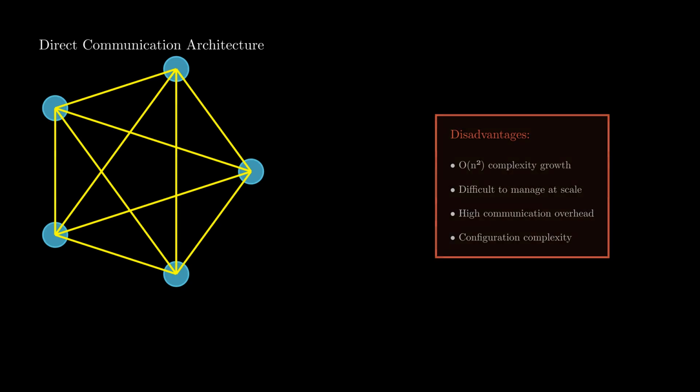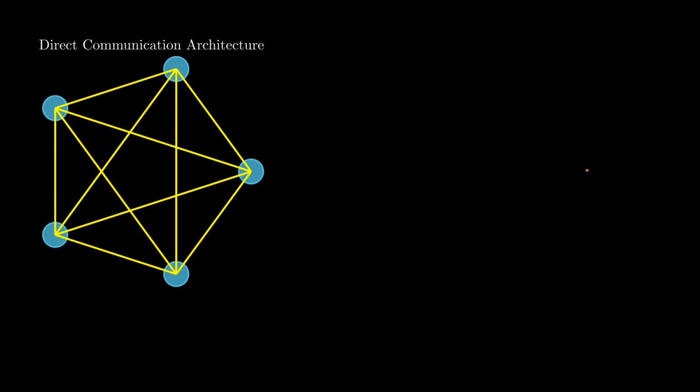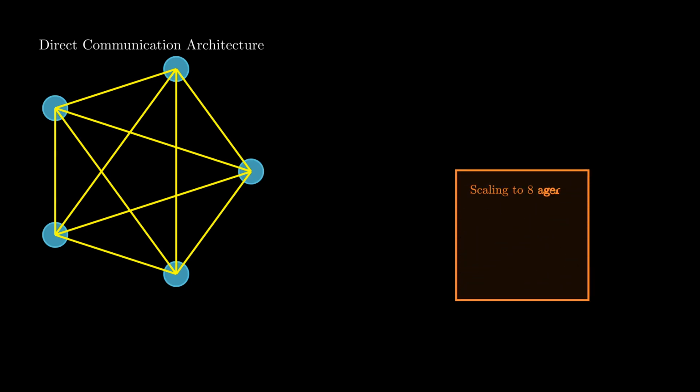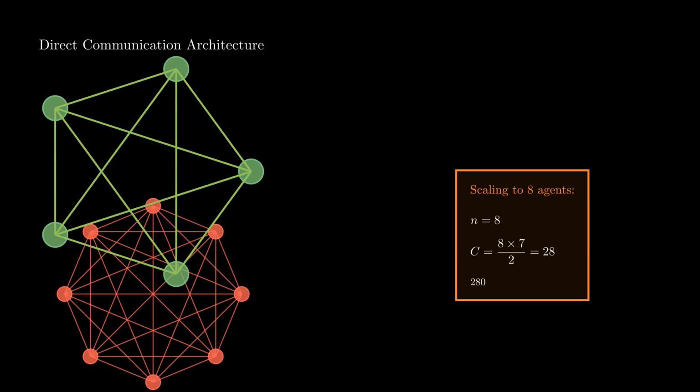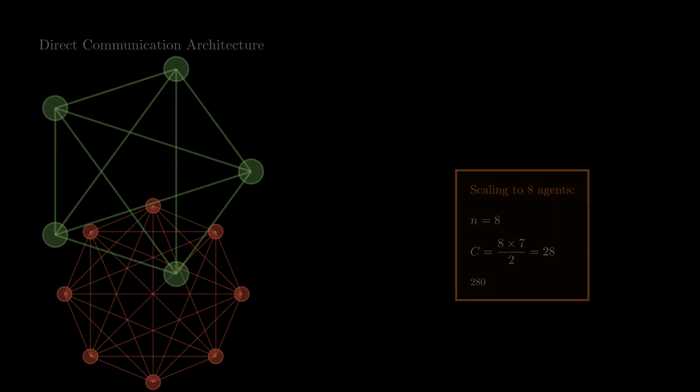Let me show you exactly what this scaling problem looks like. From 10 to 28 connections, that's a 280% increase for just 3 additional agents. This visual chaos shows why direct communication doesn't scale. Direct communication works excellently for small teams of 2 to 5 agents, but becomes unmanageable as we scale. The simple 5-agent network remains clean, while the 8-agent version becomes chaotic. Next, we'll see how hub-spoke architecture elegantly solves this scaling challenge with a centralized approach.